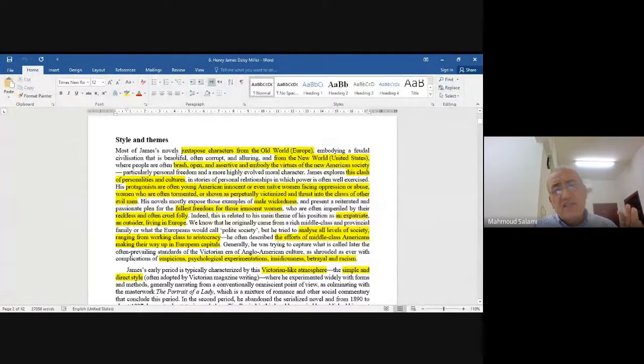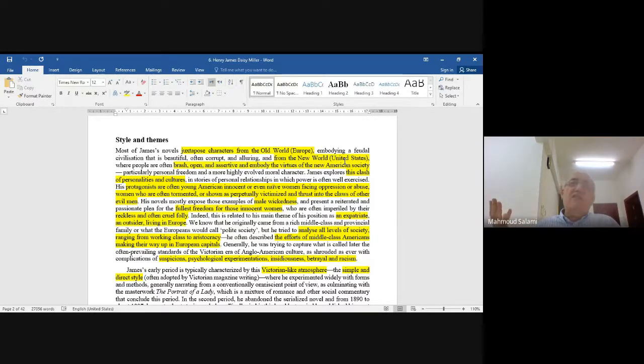Most of his novels juxtapose characters from the old world, which is Europe, embodying a feudal civilization that is beautiful, often corrupt and alluring, and the new world, which is the United States. According to Americans, the old world is Europe and the new world is America. Americans are sometimes called brash, open or assertive, embodying the virtues of the new American society, particularly personal freedom and a more highly evolved moral character.